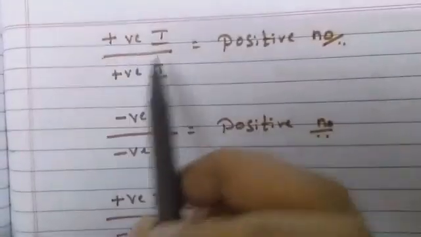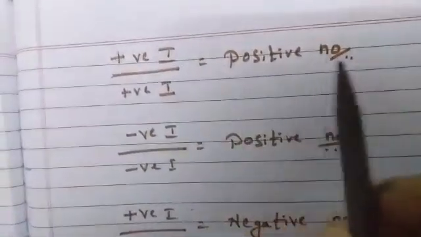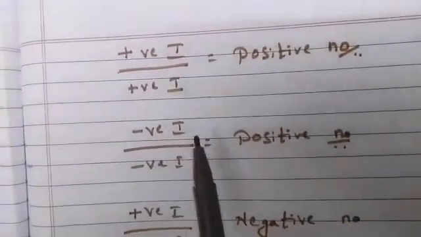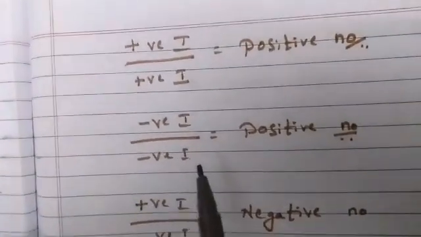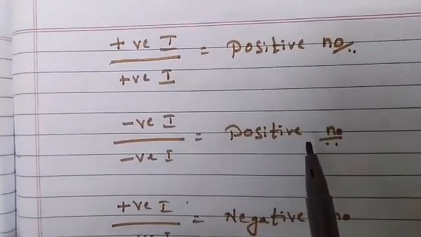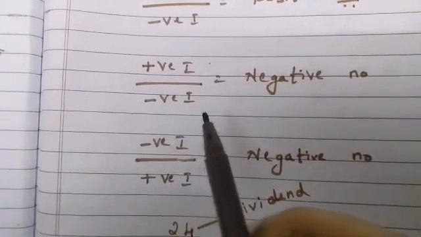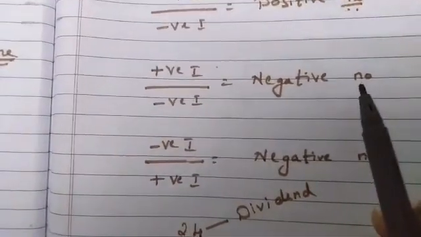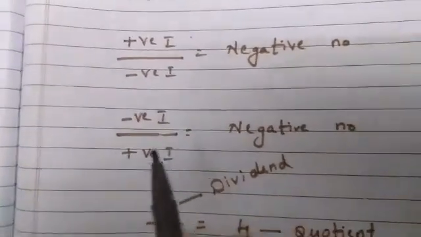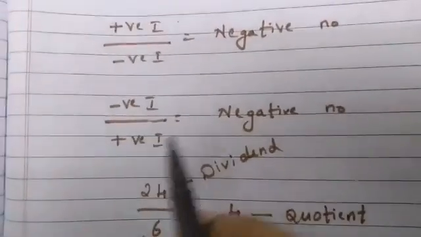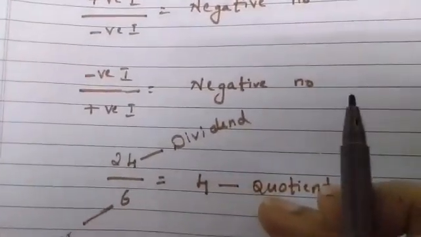Positive integer divided by positive integer gives us a positive number. Negative integer divided by negative integer gives us again a positive number. Then positive integer divided by negative integer gives us a negative number. Negative integer divided by positive integer gives us again a negative number.